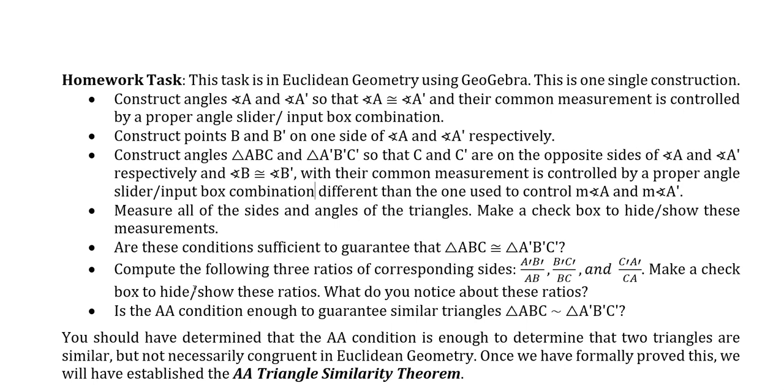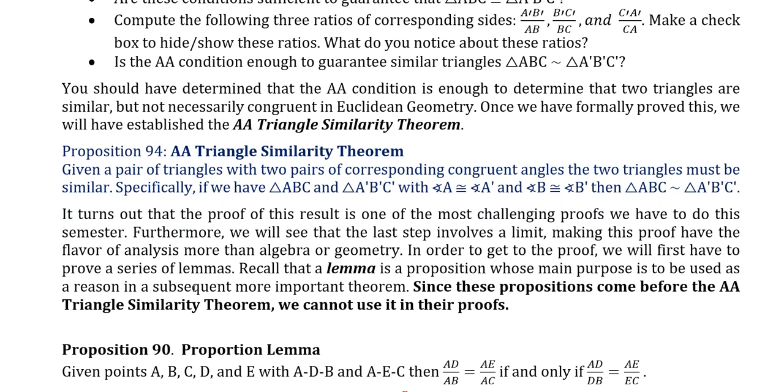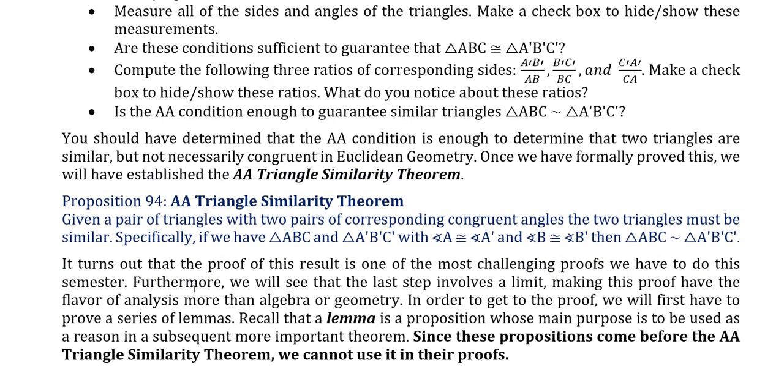So from that, I encourage you to do that task yourself in GeoGebra. And you should have determined that the angle-angle condition is enough to determine that two triangles are similar, but not necessarily congruent. Now we're going to have to prove this, but once we prove it, we will establish the angle-angle triangle similarity condition. And here it states, given a pair of triangles with two pairs of corresponding congruent angles, the two triangles must be similar.